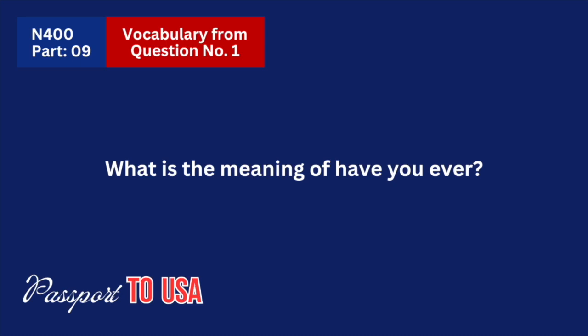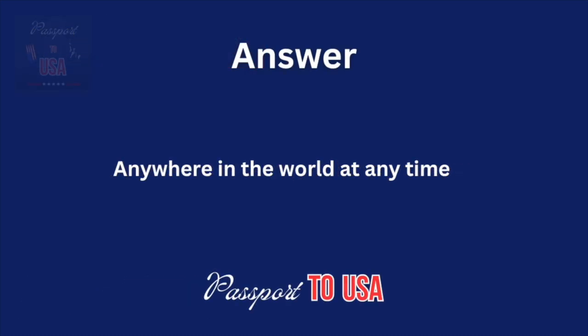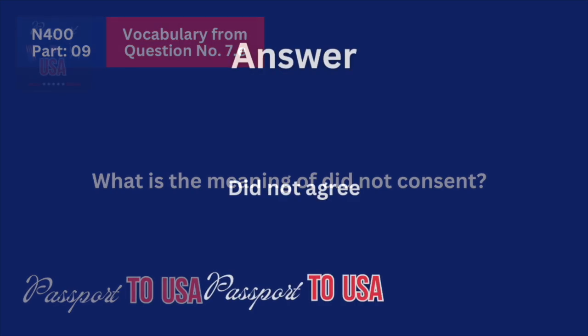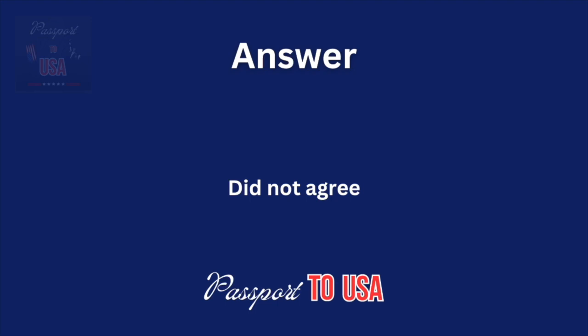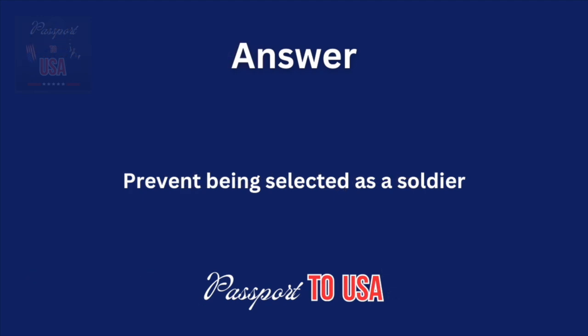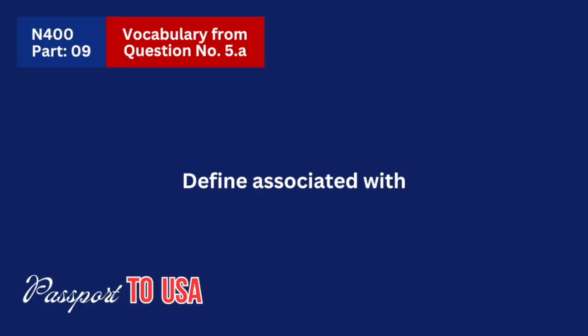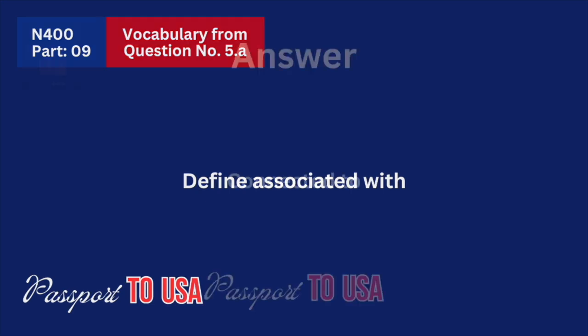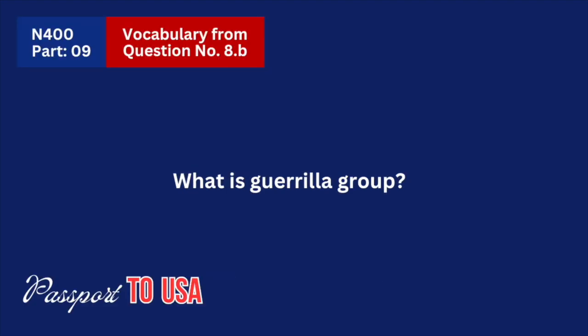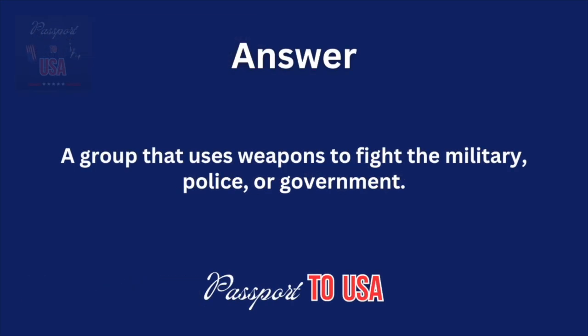What is the meaning of have you ever? Anywhere in the world, at any time. What is the meaning of did not consent? Did not agree. Define: evade the draft. Avoid being drafted. Prevent being selected as a soldier. Define: associated with. Connected to. What is guerrilla group? A group that uses weapons to fight the military, police, or government.